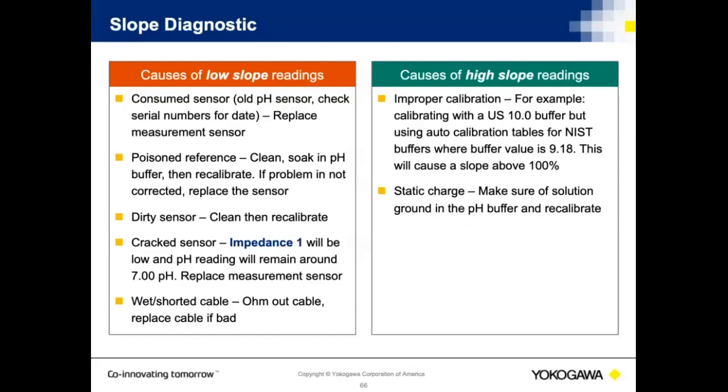Improper calibration. You'd be surprised, maybe not, how many times we get a phone call basically saying, hey, I've calibrated my analyzer, your analyzer, Mr. Yokogawa, in 4, 7, and 10, and I have errors when I'm up around 10 pH. Well, the reason for the error is because you're utilizing the wrong table inside of the actual analyzer. You need to change the table basically to a US buffer table, which is a simple pull-down menu inside the analyzer itself.